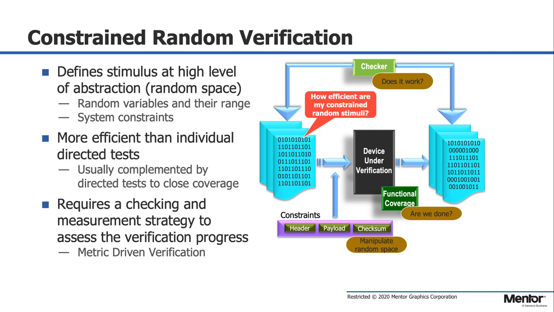But anytime you have random constraints and random stimulus, you need an automated way of checking your results, and you need to assess exactly what you've tested, and we call that metric-driven verification. So typically we use functional coverage to figure out what we have actually tested against our plan of verification.